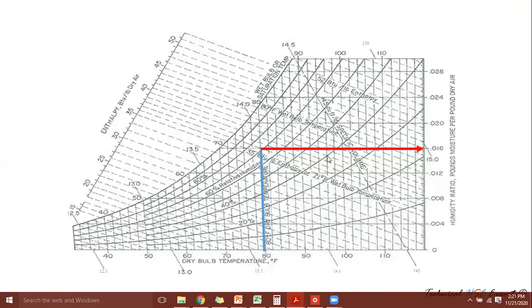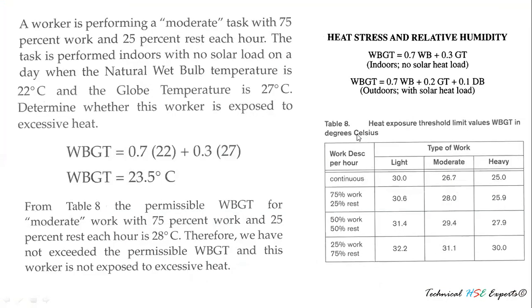Can you see this slide now? See the question here. A worker is performing a moderate task with 75% work and 25% rest each hour. The task is performed indoors with no solar load on a day when the natural wet bulb temperature is 22 degrees Celsius and the globe temperature is 27 degrees Celsius. Determine whether this worker is exposed to excessive heat or not. They are asking about a condition, so before that we need to identify the WBGT value.